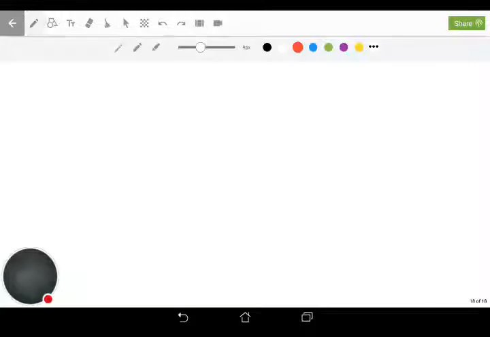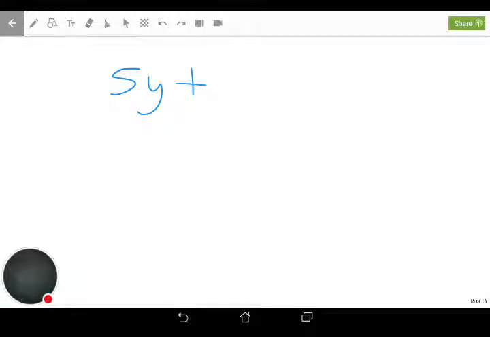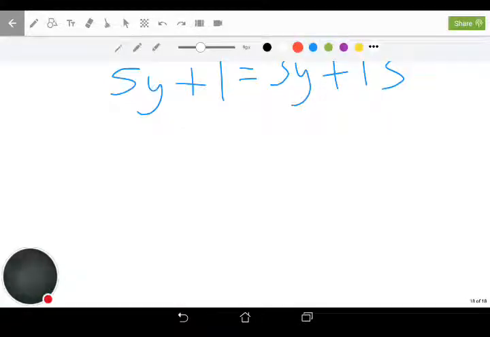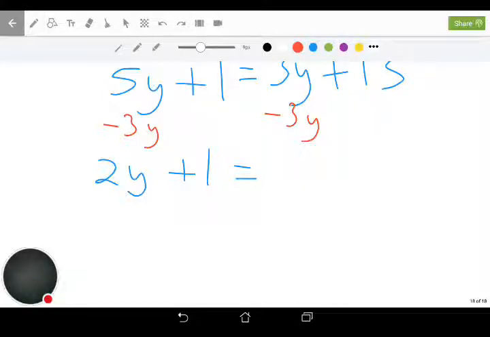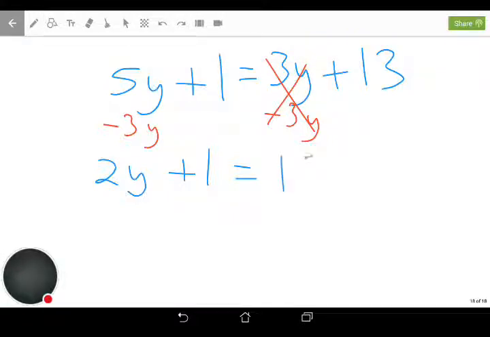Okay, and let's just go through the second example as well. The second question was 5y plus 1 equals 3y plus 13. Again, we've got 5y and 3y, so we're going to minus 3y from both sides. 5y minus 3y leaves us with 2y, and we've got plus 1 equals. 3y minus 3y cancels itself out, and then you're left with plus 13. So I'm just going to put down 13.